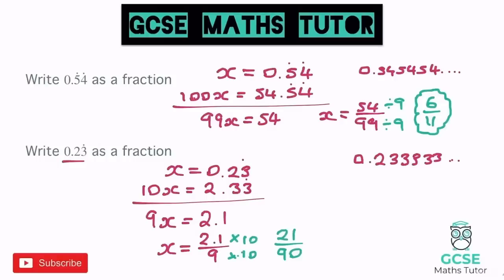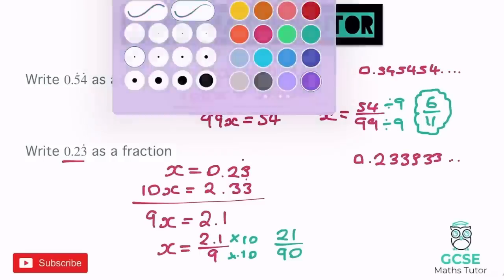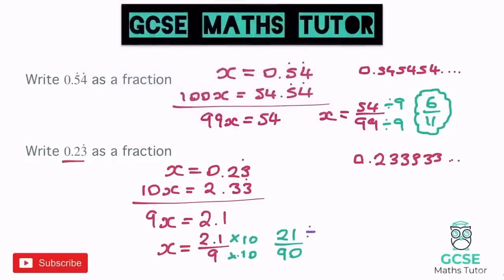And again, you just need to check to see if that simplifies or not. And it actually does. The top and bottom both divide by 3. So you can divide the top and bottom by 3, and you would get 7 over 30.